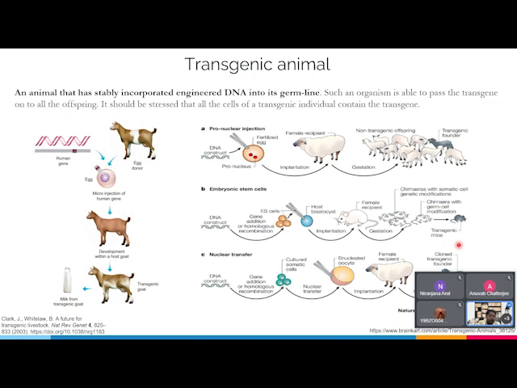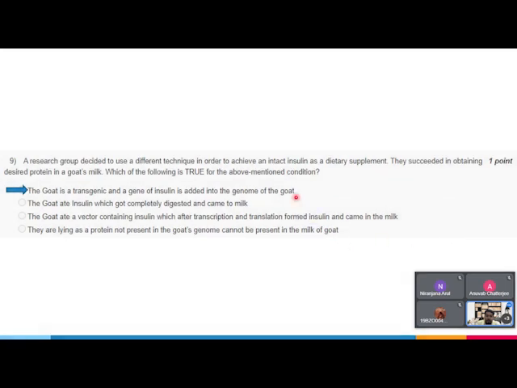being expressed in a eukaryotic animal, and that animal is known as a transgenic animal. The particular transgene is incorporated into every cell of the animal, and now that animal will express the protein of your interest. So the correct option is one. The goat is transgenic, and the insulin gene, if you want to express it in the goat milk, is incorporated into the goat genome, and thus option one is correct.